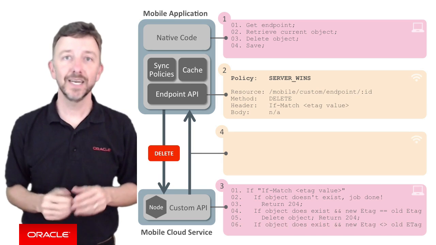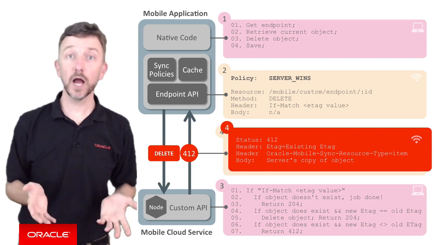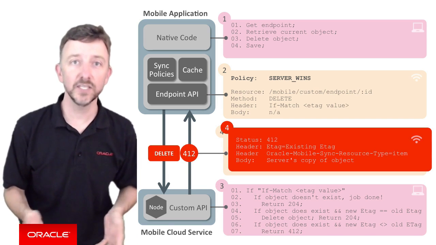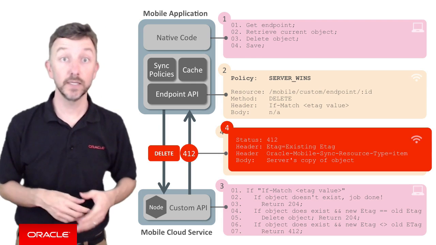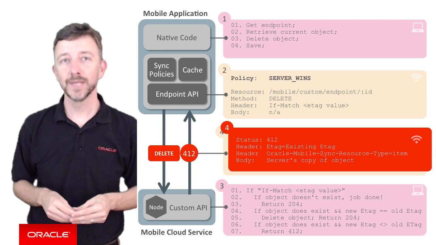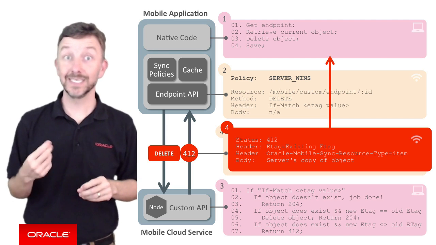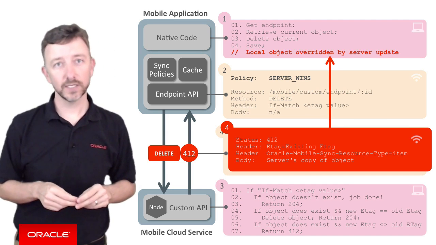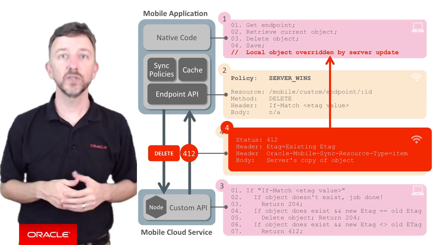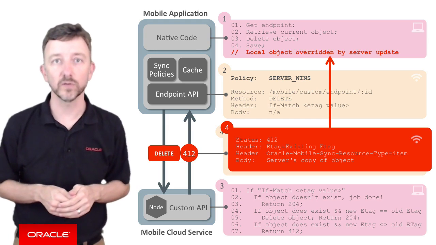In turn, it must send an error status code of 412 back to the client to indicate that the server has rejected the change, as well as the e-tag and copy of the updated server-side object. Again, the client SDK will automatically detect this scenario and will update the client's local copy of the object and e-tag with what the server provided in the 412 error response.